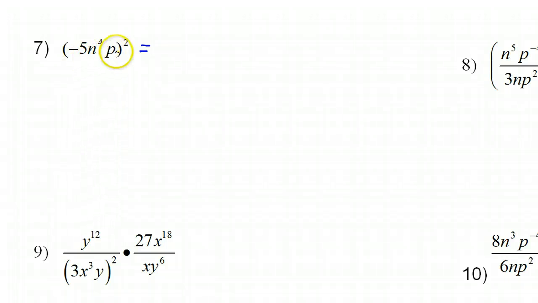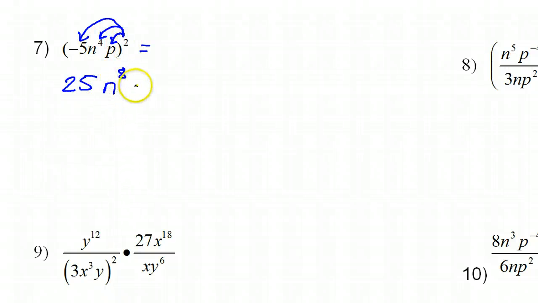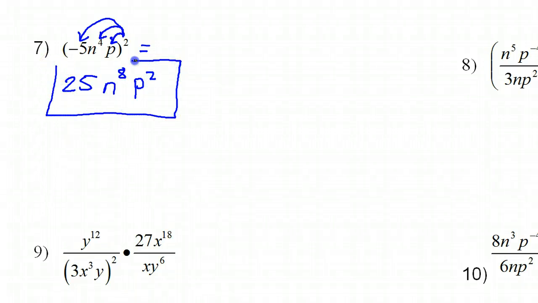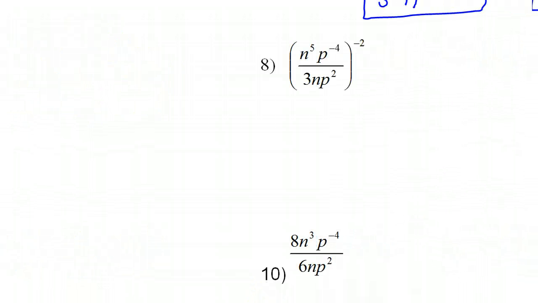Anyway, doing this second power to everything, doing the power to this, that, and the other thing. Then that's going to give me 25, positive 25, because negative 5 squared. And then n to the 8th power, and then p squared. So that was relatively simple, but there you go. Number 8.